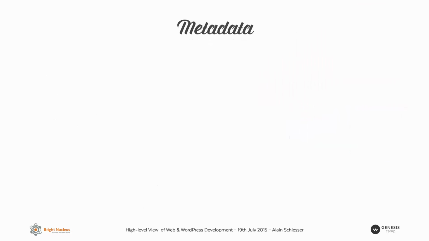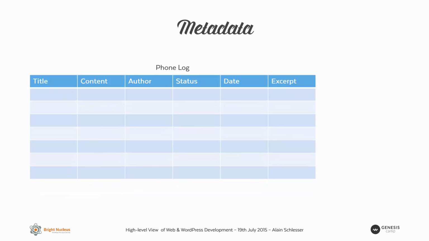If you create a custom post type in WordPress, it includes a fixed set of fields that can be stored for each entry, like the title, the content, the author, the status, and so on. This is all information about posts. A post has a title, a post has a status.